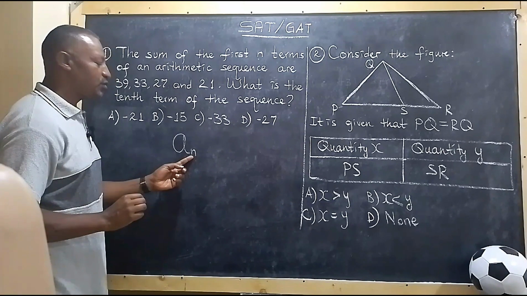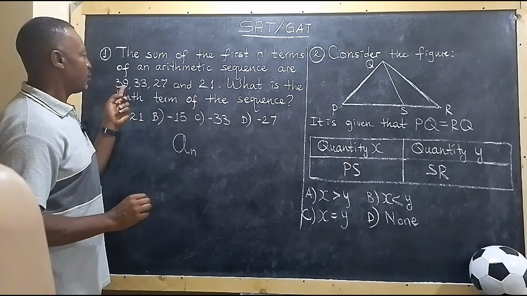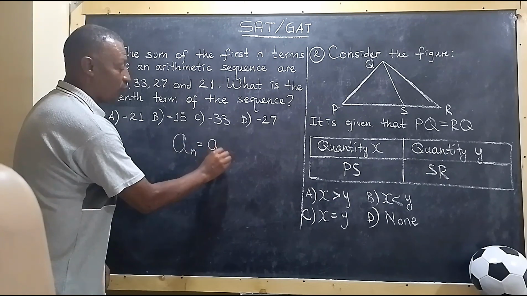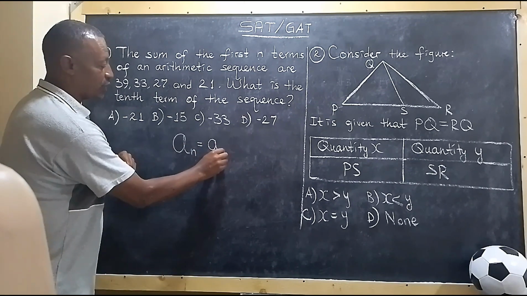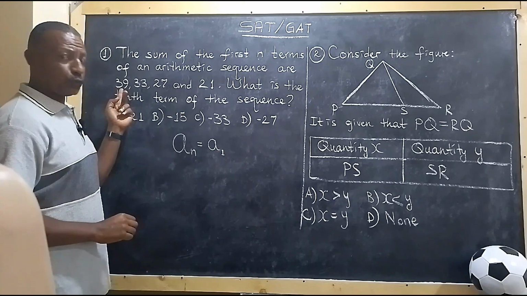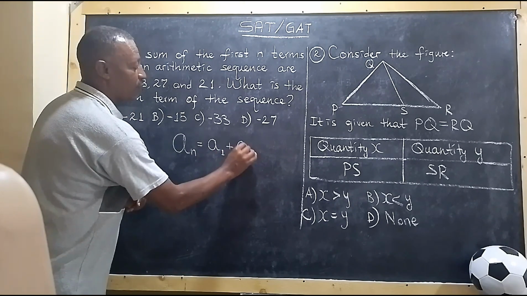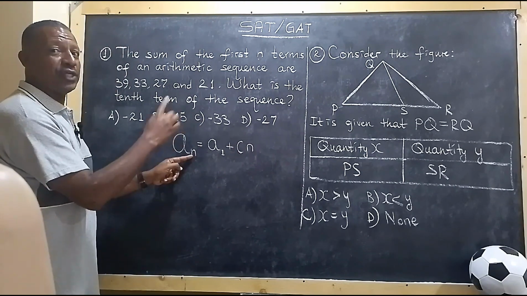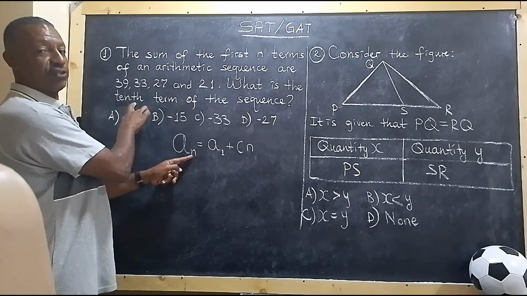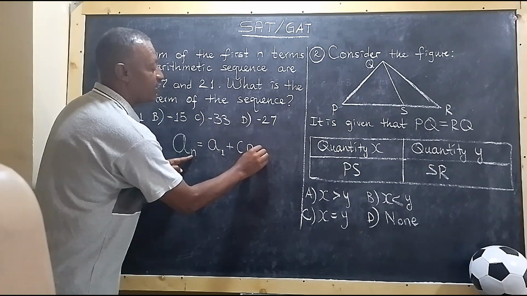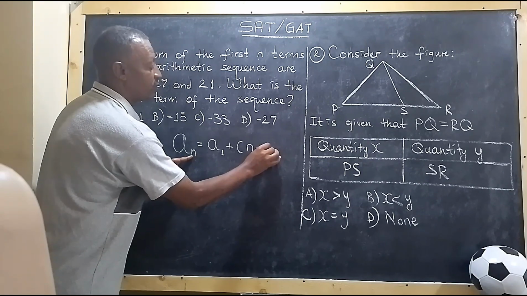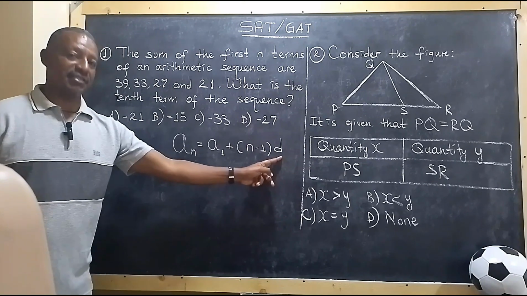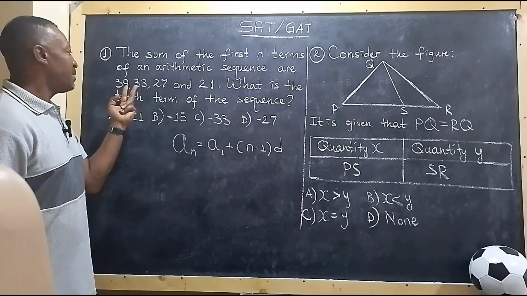a_n, the nth term. First, you have to find the first term, which is 39 in this case. Then you add n, the term you are about to substitute and analyze, in this case the tenth term, minus 1. Then you multiply it by d. d is the difference amongst the terms.